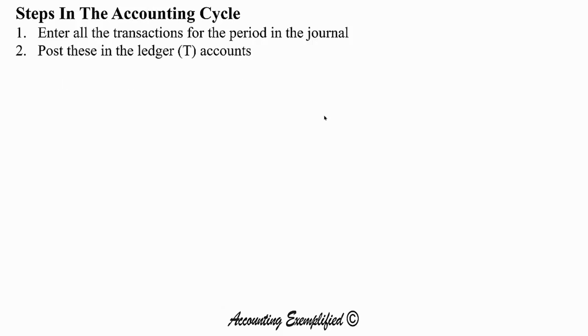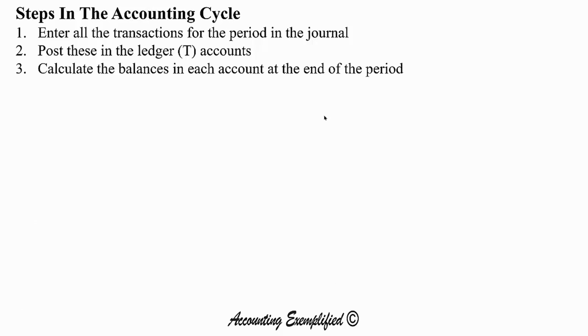Now let us look into the steps in the accounting cycle. The first step is to enter all the transactions for the period in the journal. The next step is to post these transactions in the ledger accounts, otherwise called the T accounts. Now, we go to calculating the balances in each account at the end of the period. Now, the company is ready to prepare the trial balance.